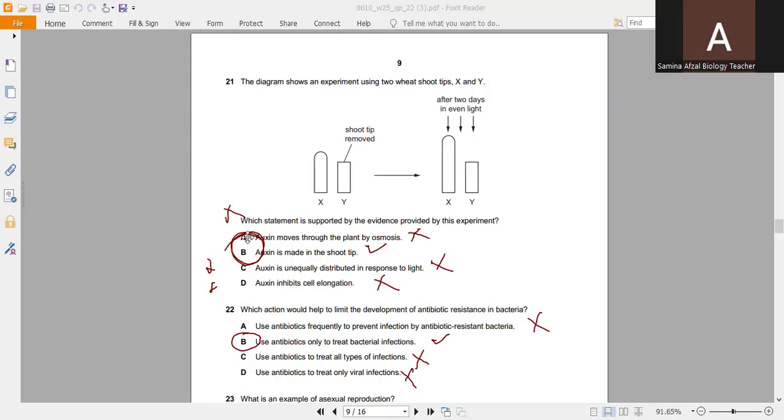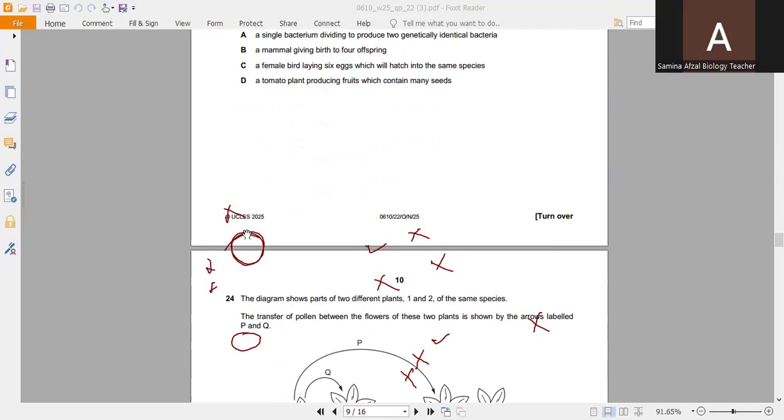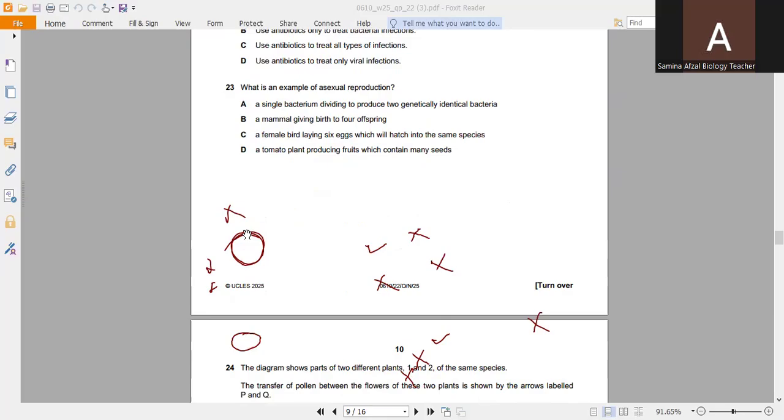Now question number 23 is there, and question number 23 is, what is an example of asexual reproduction? A single bacterium dividing to produce two genetically identical bacteria. Yes, one bacterium is divided in two. A mammal giving birth to four offspring. This is sexual reproduction, which takes place in mammals. A female bird laying 6 eggs, which will hatch into the same species. Birds laying eggs.